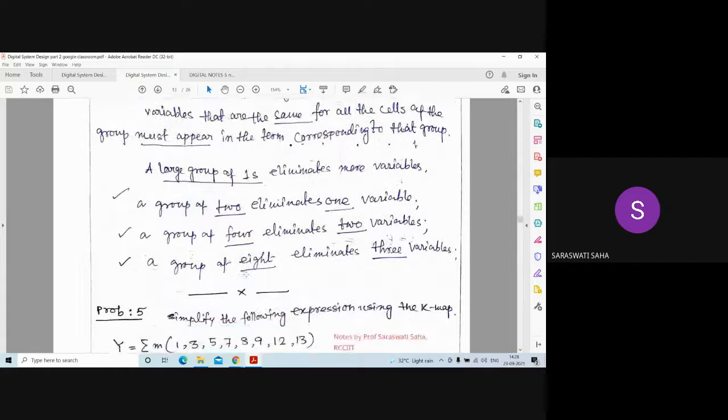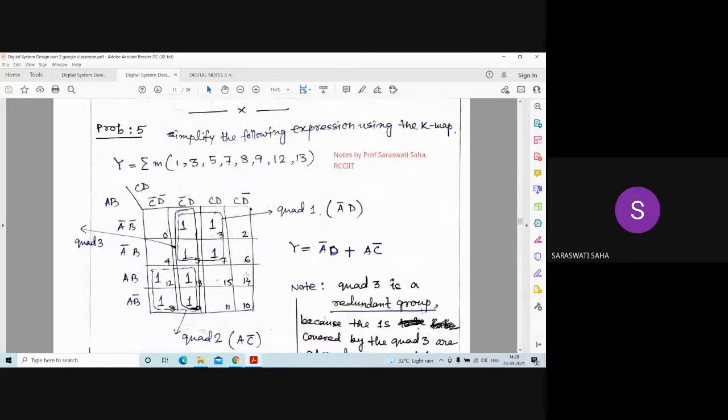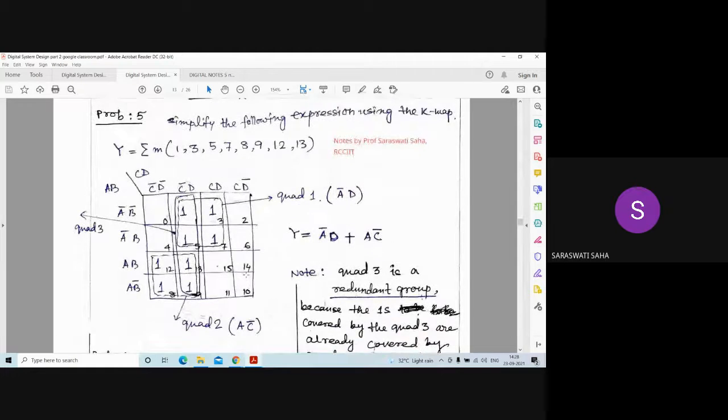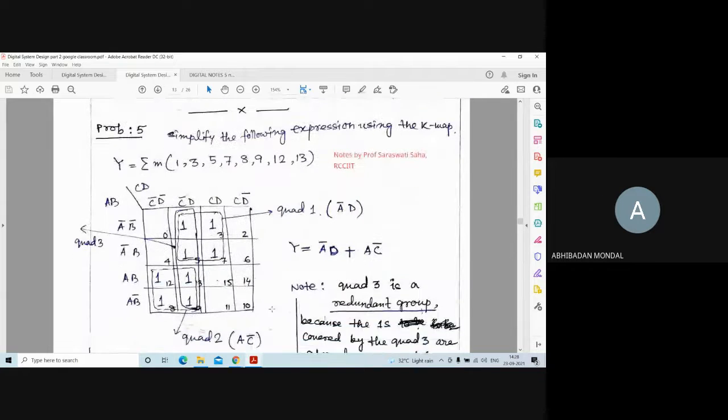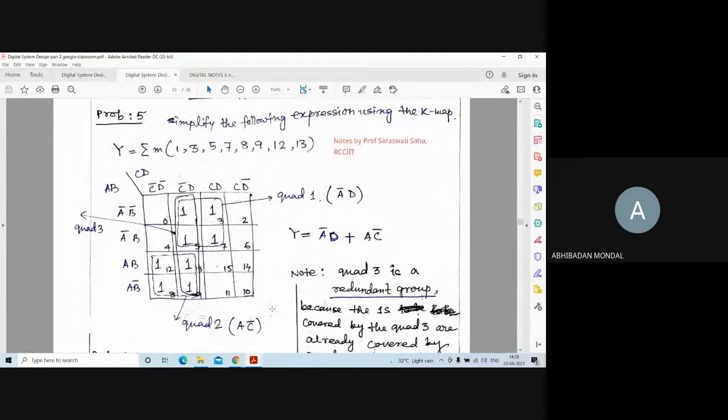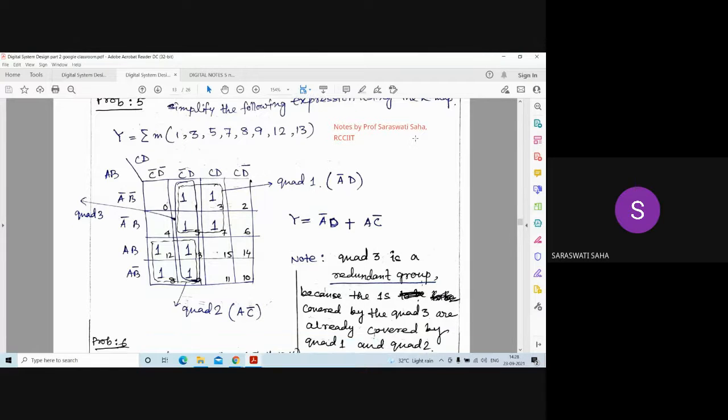Can I move on? Up to this, is it clear? Yes, ma'am. Now, do this example, and with this example today's class will be over. So now the time is 2:28. Okay. Simplify the following expression using the K-map.